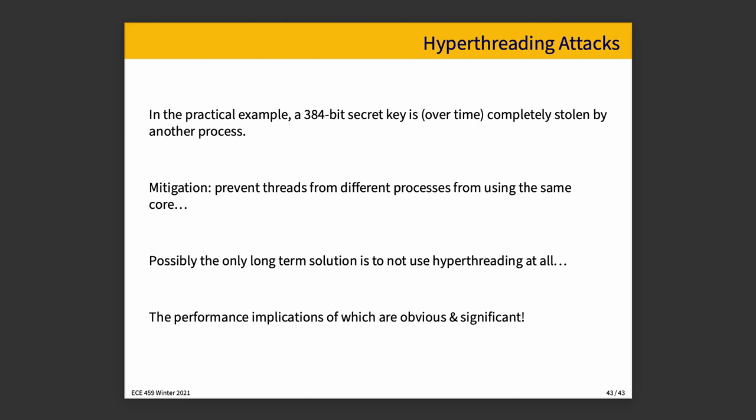If you're running your own servers, or you have the server all to yourself, then this isn't a problem because it's your system, you're using it, you aren't worried about other users running their arbitrary code, stealing your secret key. But in a cloud provider scenario, possibly the only really long-term solution to this is not using hyper-threading at all. And the implications are perhaps significant, but certainly they are obvious: this is going to make your program potentially a lot slower. So hardware bugs, hardware issues, unforeseen circumstances do matter to the execution of our program.